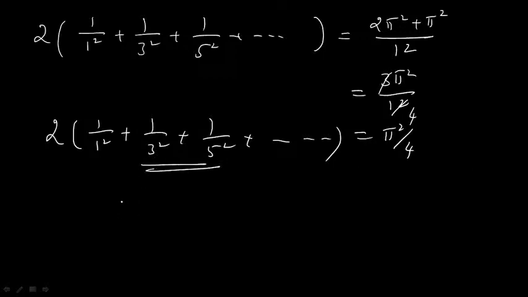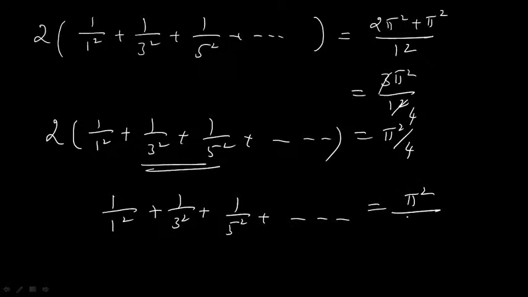So you need this series alone. So take this 2 to the other side. What happens? 1 by 1 square plus 1 by 3 square plus 1 by 5 square plus etc. is equal to pi square divided by 4 twos are 8, that comes to the denominator, 4 twos are 8, that's all. So we have deduced the third series also.